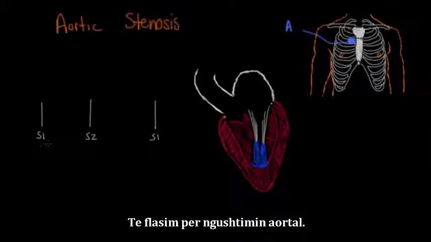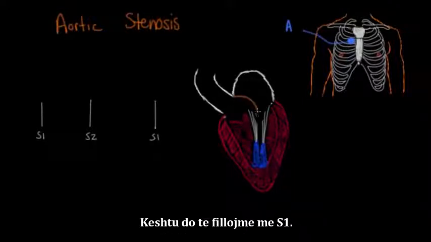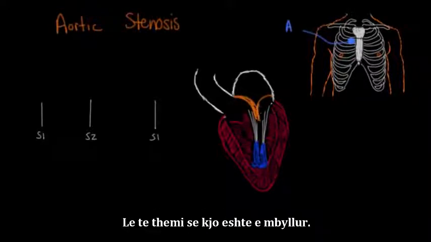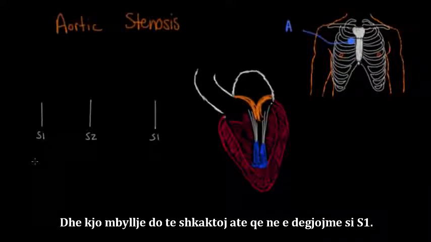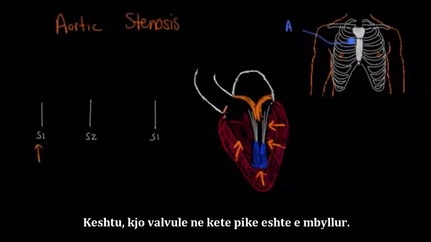So let's talk about aortic stenosis. I'm going to take you through the progression of this murmur from S1 to S2 in terms of what's actually happening with the valves and with the heart muscle contracting. We're going to start off with S1. If you remember, S1 is the closing of the mitral valve. So let's say that this is closed, and that closing is going to cause what we hear as S1. Now when that closes, the heart begins to contract, but it's contracting against a closed aortic valve. So this valve at this point is closed.